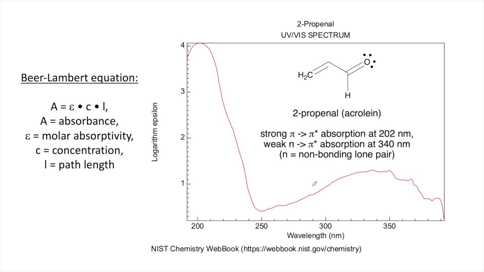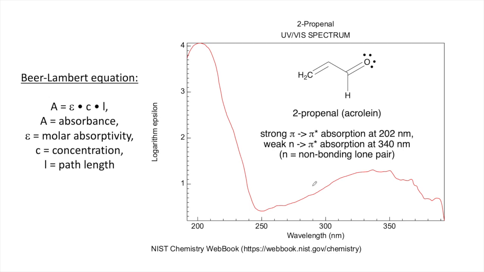So here's a very simple molecule, 2-propenal, common name acrolein. So we usually think about the Beer-Lambert equation. Again, if you've taken analytical chemistry, you are well familiar with this. A is absorbance, epsilon is the molar absorptivity, c is the concentration of the compound, l is the path length. So I show you this spectrum on the y-axis.